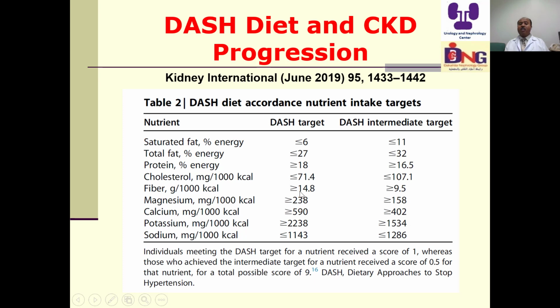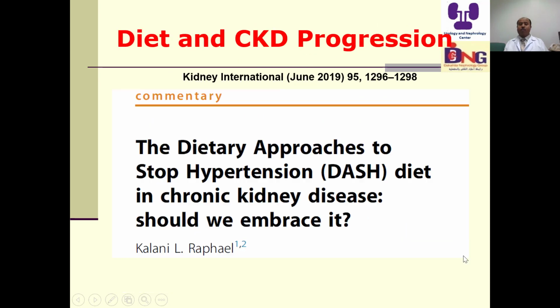Fibers, if it's above 14.8 gram per 1,000 kilocalories, this means we are in the target. If it is above 9.5 gram per 1,000 calories, this means that we are in the intermediate target. Potassium to be high in the target, lower in half target. Sodium to be low because high sodium is bad for health, for the kidney. So if we achieve the target, for each item we take 1 point. If we achieve half target, intermediate target, half a point. So we need to have more than 5 total points to assure nephroprotection.